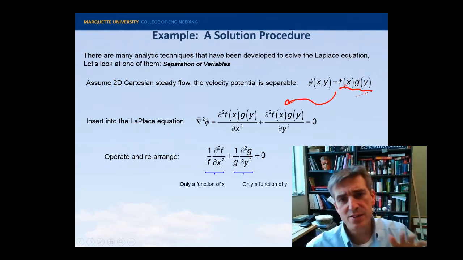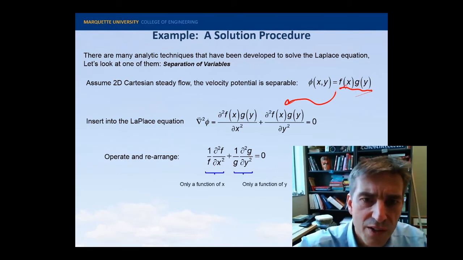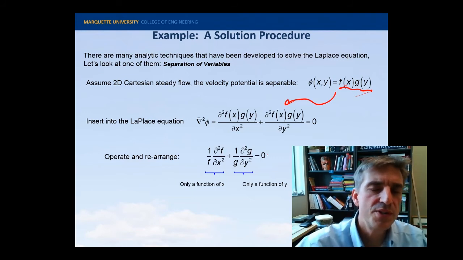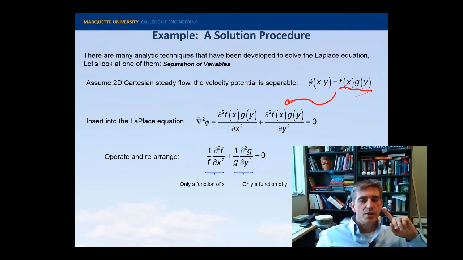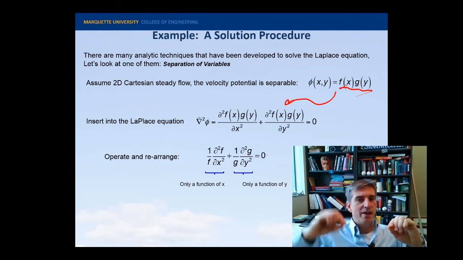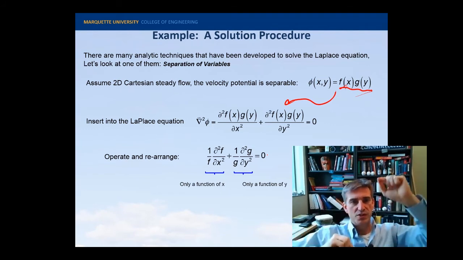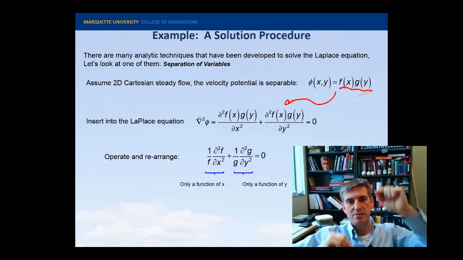If you notice, this first term here is only a function of x. This second term is only a function of y. But when I add these two together, the sum is always equal to 0. So how can it be that x and y are independent variables? I can vary x all I want, and y can't vary. Or I can vary y all I want, and x doesn't have to vary. These two variables are independent of each other.